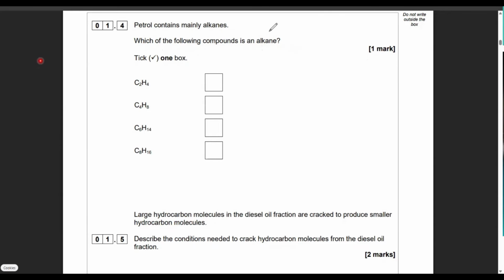So petrol contains mainly alkanes. Which of the following compounds is an alkane? Now, you need to know this off by heart. This is the general formula for alkane, CnH2n+2. And it means if you know the carbons, say the carbons are 2, then to find the hydrogens, you times 2, add 2. So if you have 2 carbons and you're an alkane, you're going to be ethane, and you're going to have 6 hydrogens.